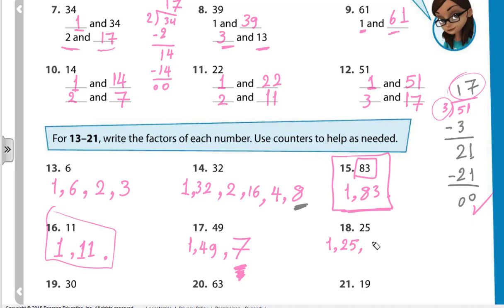4? 4 times 6 is 24. So, no, 4 is no. What about 5? Yes, 5 times what? So this is 5, 2 times, right? Yes. Okay, 5 and 5. So this is 5 repeated.